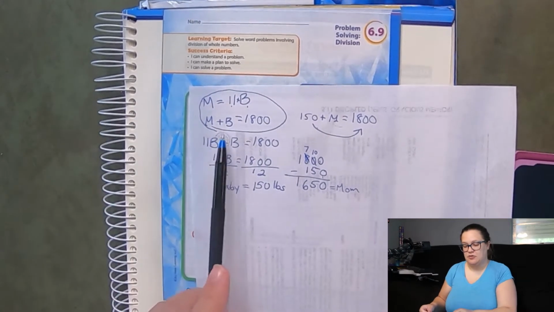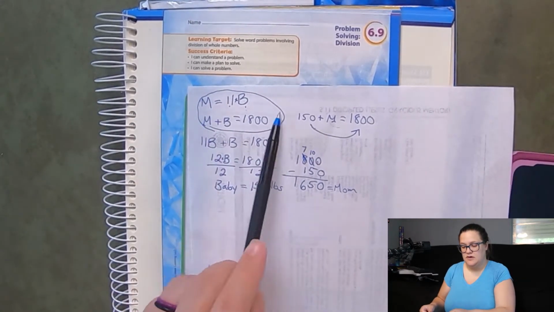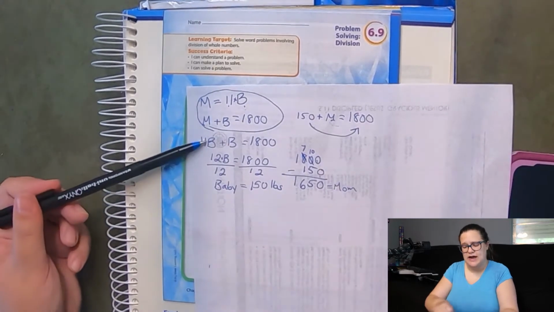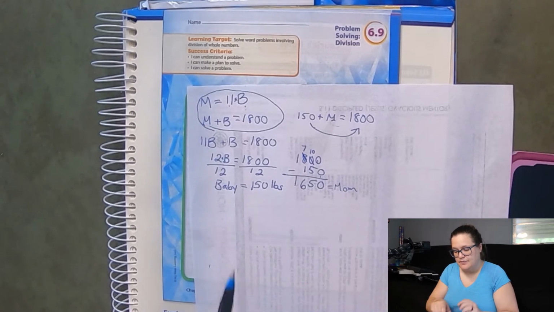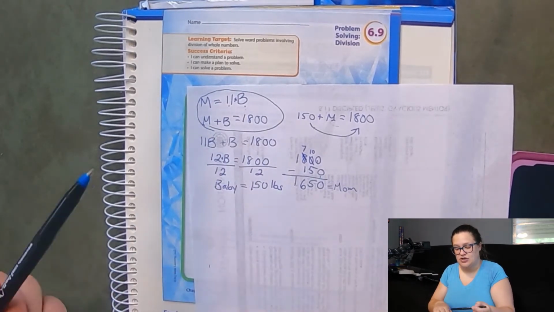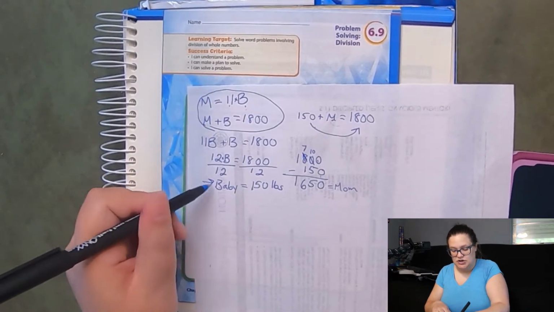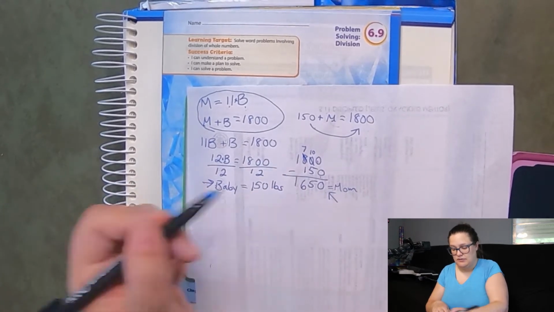So make sure you have your plan. For this one, since we did it together, you don't have to write out all of the solving unless it helps you get it into your brain. But you need your plan for sure, and then you need your answers, which are the baby's weight and the mom's weight. Okay?